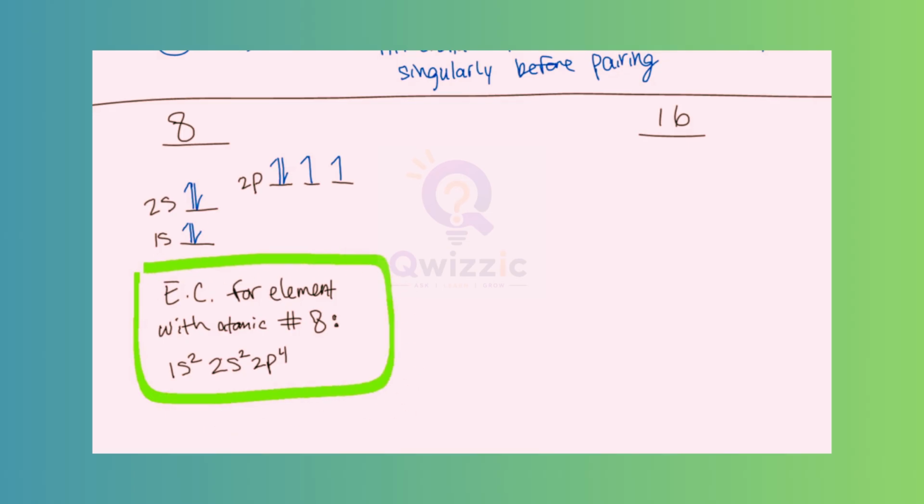Okay. Now for atomic number 16, same principle, except we need some more energy levels, right? 3s and 3p as well. So we fill out 1s, 2s, and so on, up to 16 electrons.